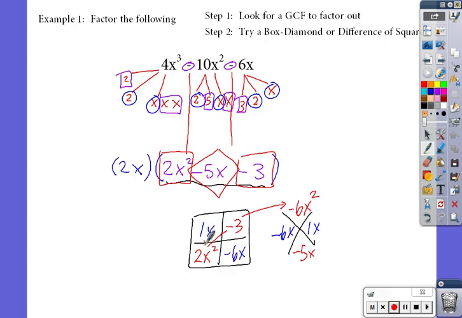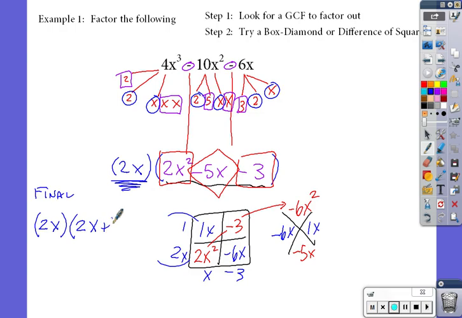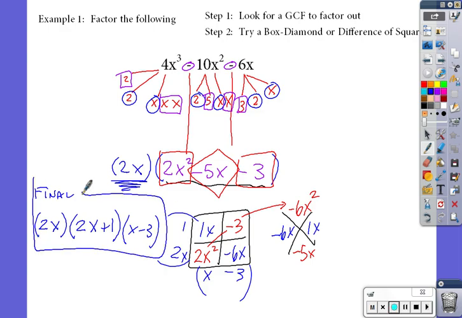All right, when I'm labeling the outsides of the box, I'm looking for 2x squared would give me a 2x and an x. You're always going to have an x on each side to get the x squared. Remember that. What times 2x is negative 6? That'd be negative 3, and then 1. So when I write my final answer here, I don't want to leave anything out. I have the 2x from the beginning of the problem. That's a parenthesis. I have the 2x plus 1 from my box. That's a parenthesis. And I have the x minus 3. That's a parenthesis. So this is your final answer. All right, factored form.